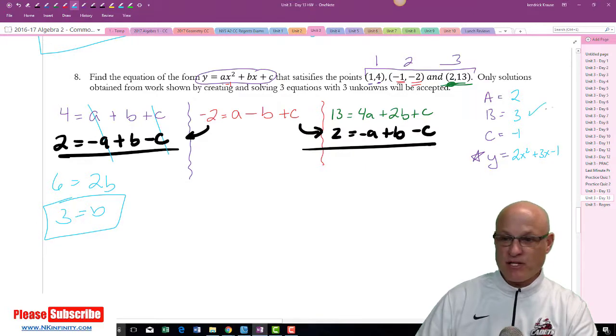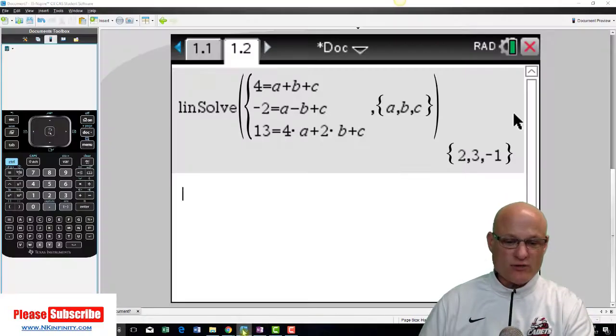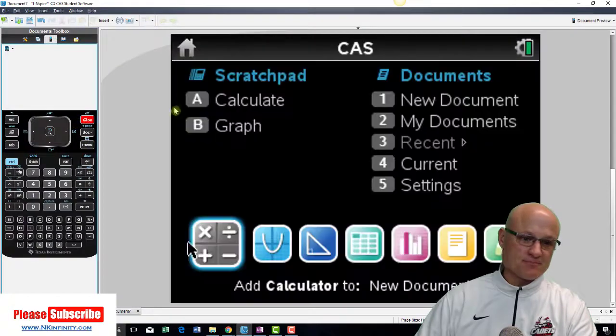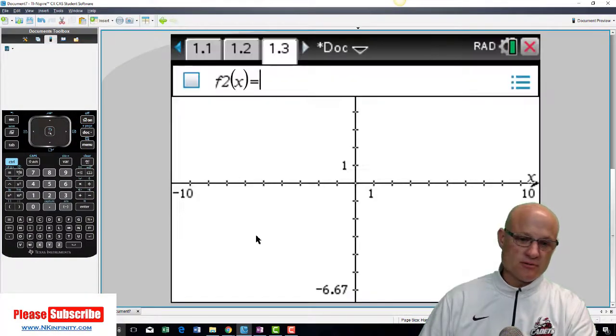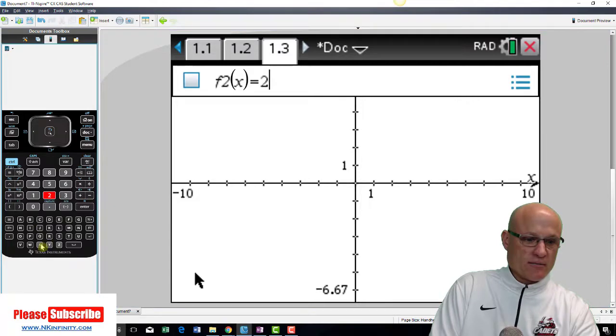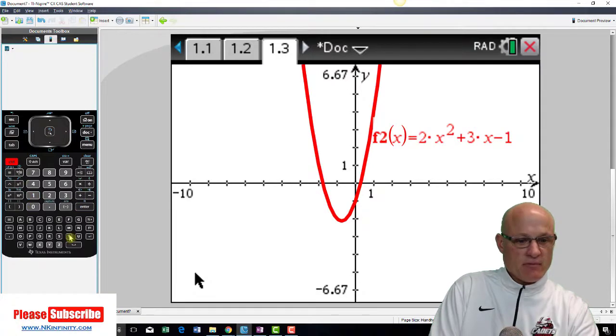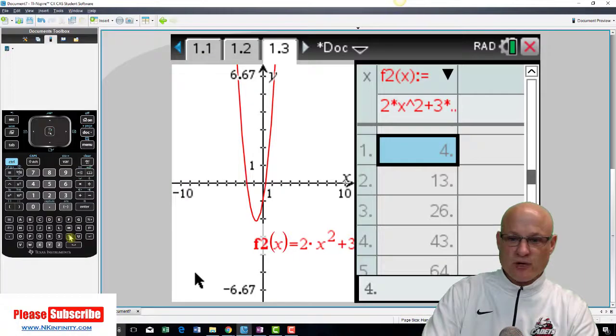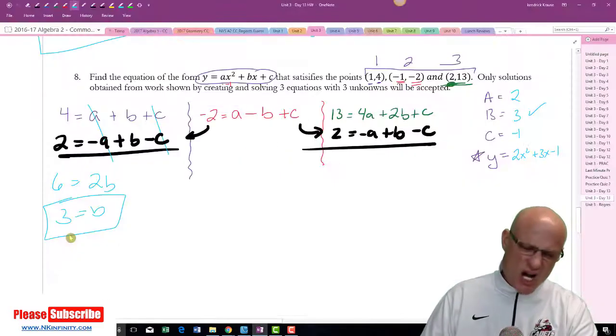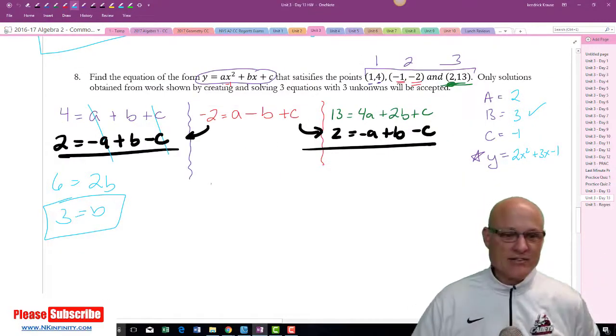Well, I just got B to be 3, but I'm also going to quadruple check this by graphing it. So go into graph mode, and I'm going to type in 2x squared plus 3x minus 1. And I'm going to go in the table, Control T, and I'm going to verify those 3 points are there. 1, 4, there it is. There's 2, 13. What was the other one? Negative 1, negative 2. I know for 100% sure I'm right. Now I just got to get it. So I'm doing pretty good.